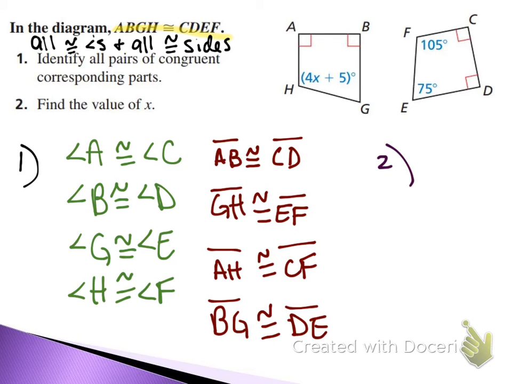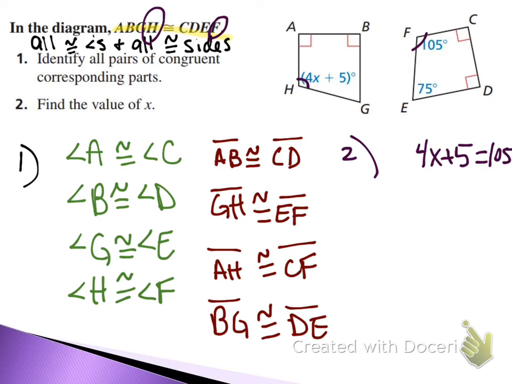The second, find the value of x. Is x a side or an angle? It's an angle. It's at angle H. So what angle is it going to correspond with in the second? F. So 4x plus 5 will equal 105. You're correct. Subtract 5. 4x equals 100. Divide by 4. X equals 25.